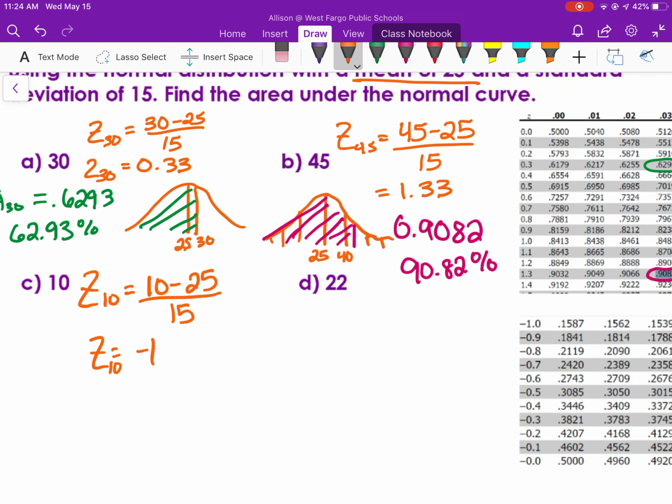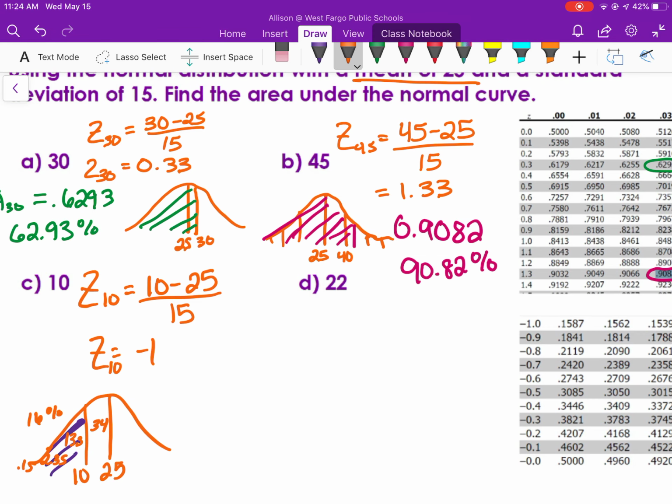So 10 is exactly one standard deviation to the left. So 25 minus 15 is 10. So the area to the left of 10, if you use what you've learned, this is the 34%. So this is that 13.5 plus 2.35 plus 0.15. All that adds up to 16%. So our z-score should kind of correspond to 16% is less than 10.